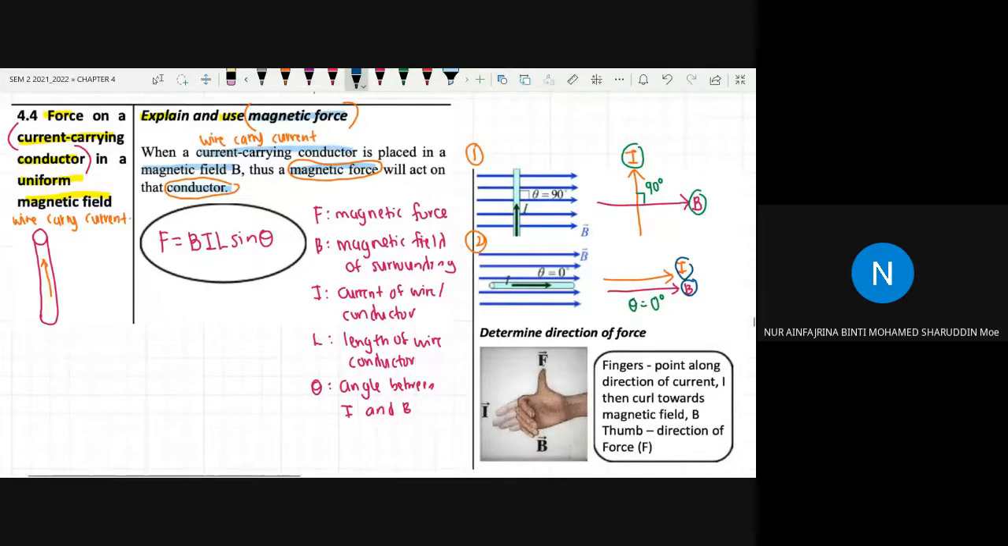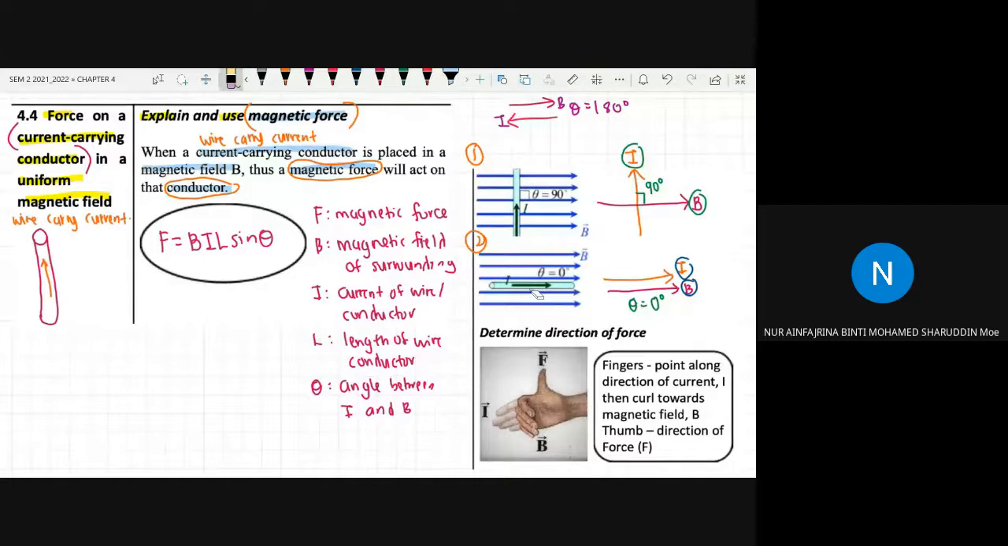Okay, what about contoh? Contoh, Miss letak direction of current ke kiri. Jadi, if direction of current ke kiri, tetapi magnetic field ke kanan, berapa degree yang ini? 180. Very good. Ini kalau dia adalah 180 degree. Okay, betul. Itu adalah untuk angle dia.